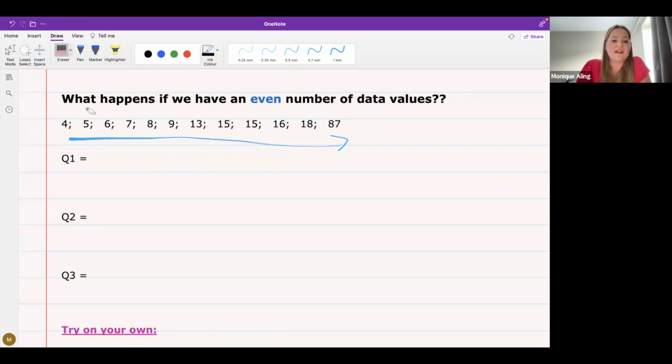One number threw me off there. It's already in ascending order, so we don't need to worry about that. We can go ahead and just look for our quartiles. So we have 1, 2, 3, 4, 5, 6, 7, 8, 9, 10, 11, 12 numbers. So that means our 2 middle numbers is going to be 9 and 13. So when there are 2 in the middle, we have to add them.